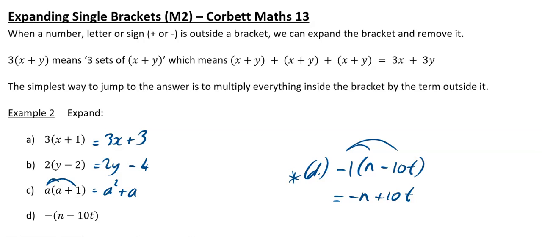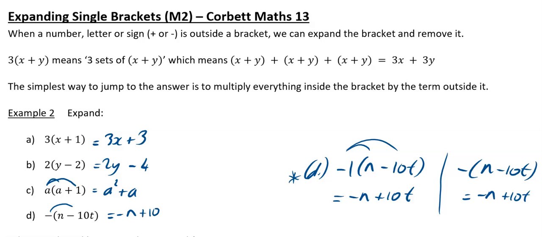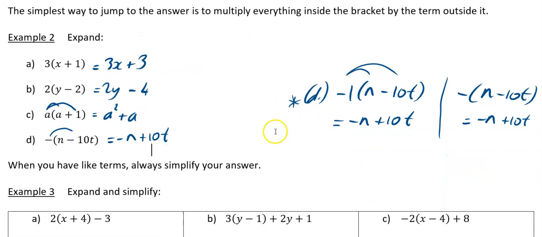Another way you can think about it is the minus outside just changes the sign of everything inside. So my n was positive, it becomes negative. And my 10t was negative, so it becomes positive. Whatever way you want. Or you can just think a minus times a positive gives you a minus, so minus n. And a minus times a minus gives you a positive, so it becomes positive 10t. And that's it.